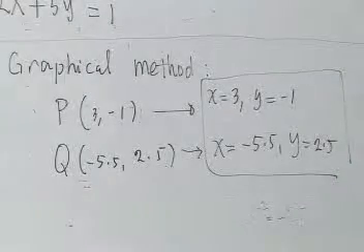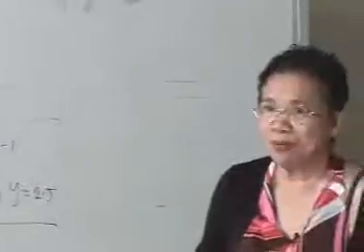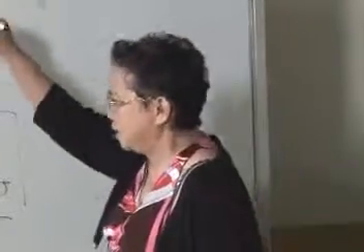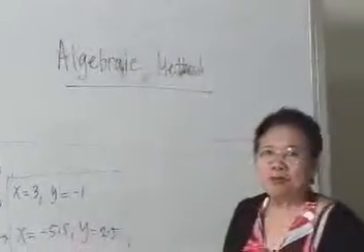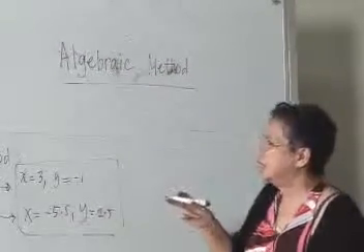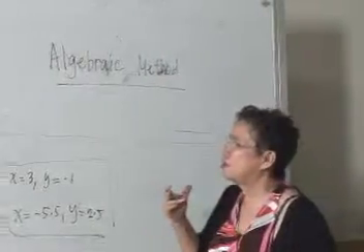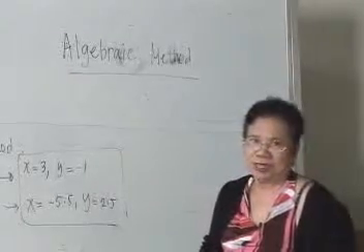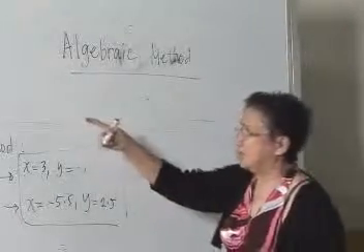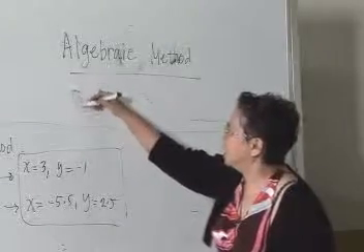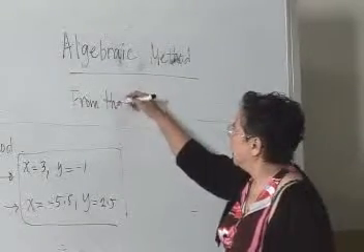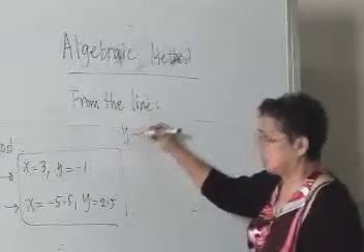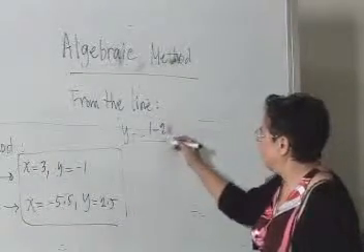Now, how do we use the algebraic method? For the algebraic method, the usual procedure is, from the linear equation, solve for one of the variables, preferably y, then substitute in the original, in the other equation. So, for instance, from the linear equation, we solve for y. Y is 1 minus 2x over 5.